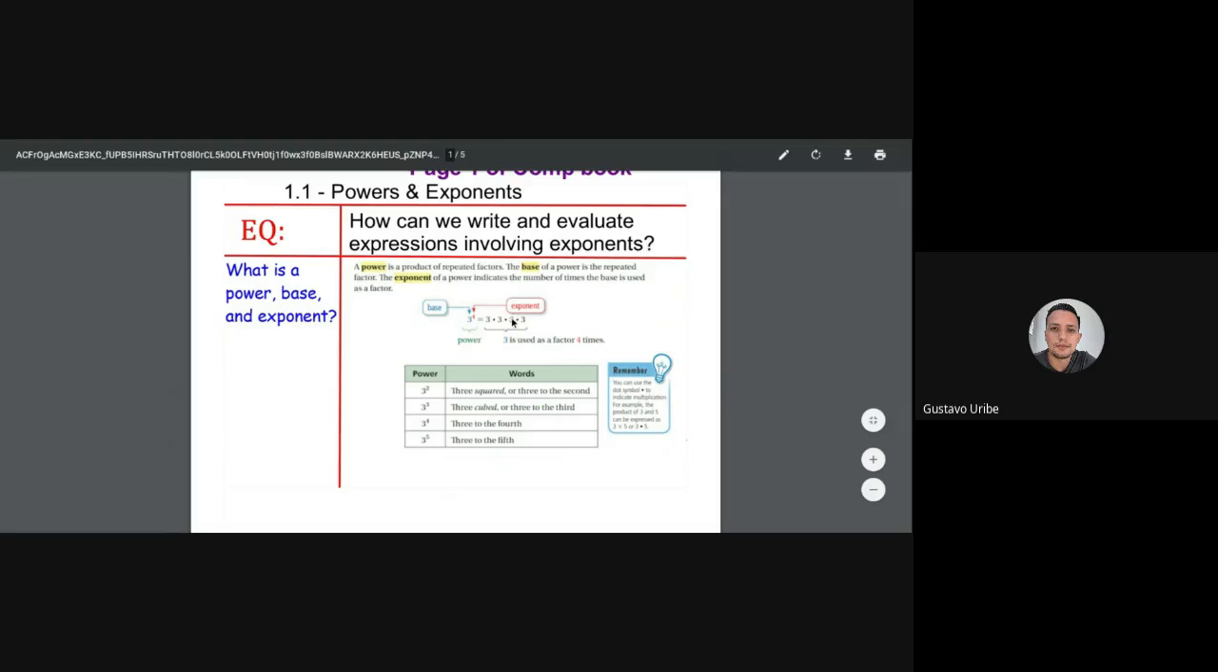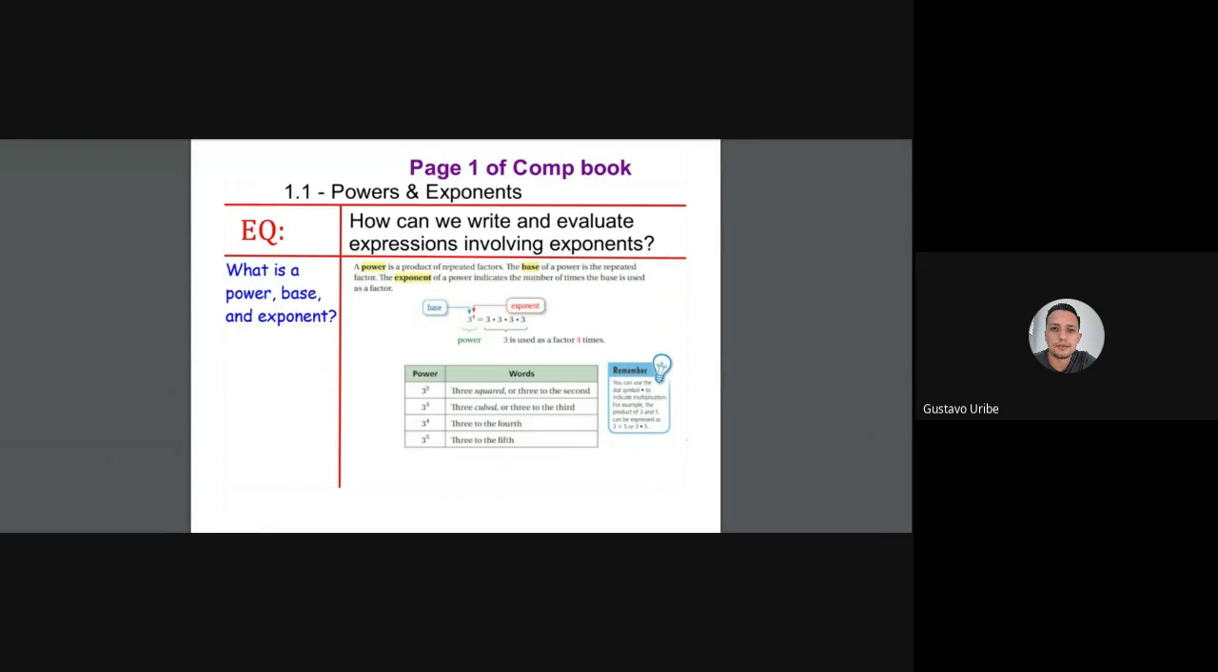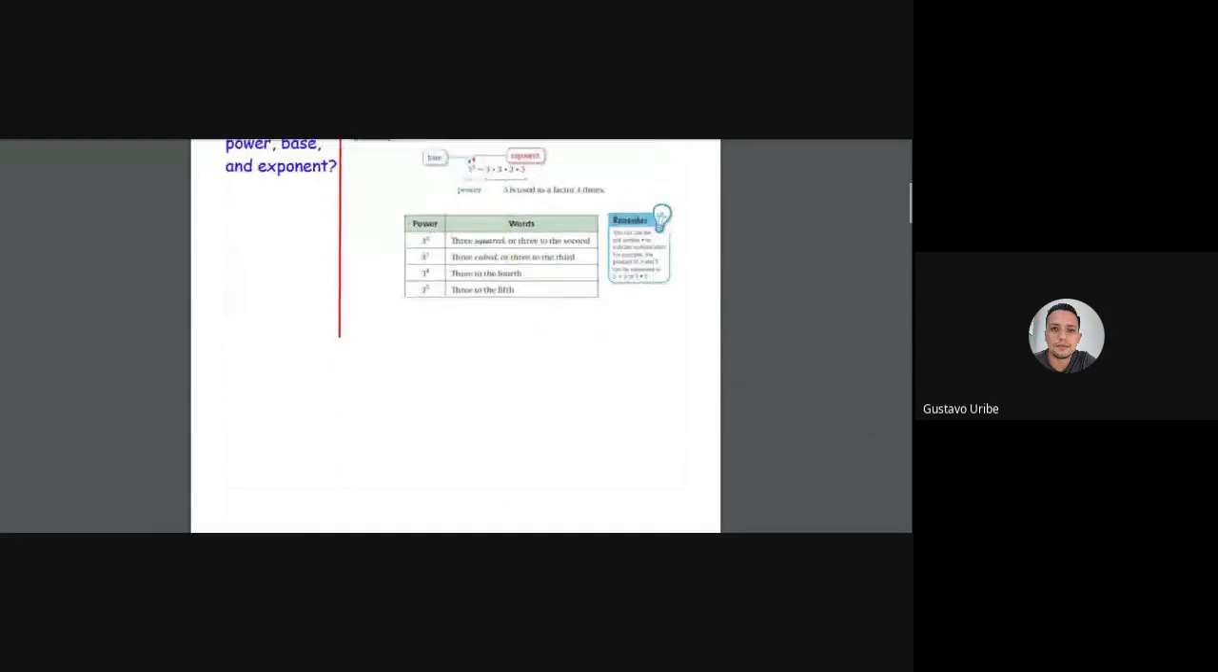So right here I have 3 multiplied by 3 multiplied by 3 multiplied by 3. 3 is used as a factor 4 times, which is why we write 3 to the 4th, or 3 to the 4th power. And then here's a little table that can also serve as a guide. So I have 3 squared, or 3 to the 2nd power, 3 cubed, or 3 to the 3rd power, 3 to the 4th power, or 3 to the 5th power. All right, so this is how our powers are and how we would say them.